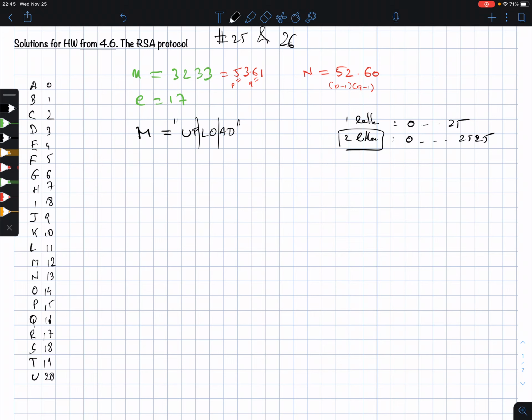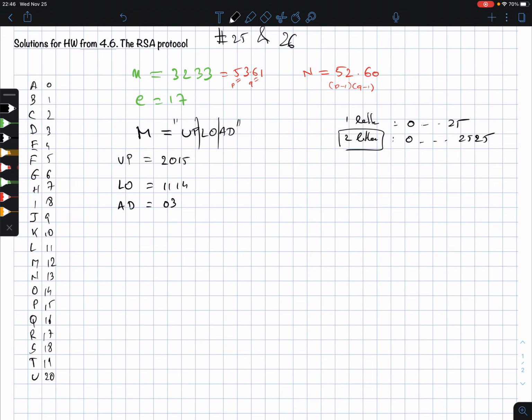So UP would be the message 20, 15 (P is 15). LO would be the message 11, 14. And this is perhaps what I should stress here: A is 0 and D is 3, but we cannot just put 0, 3 here. Well, we can, but this is actually not really what I wanted to say.